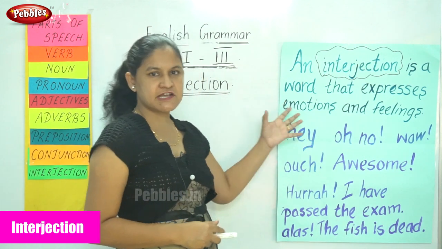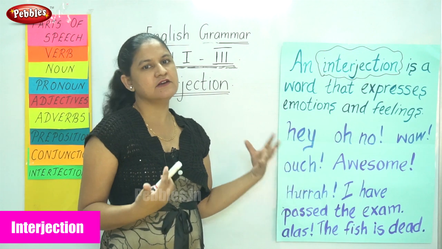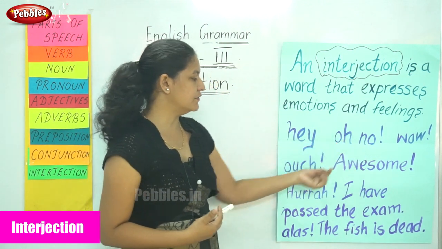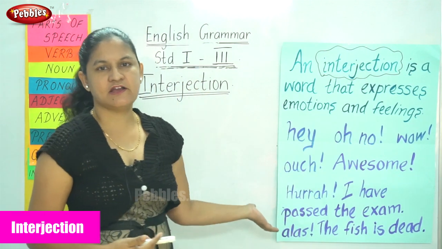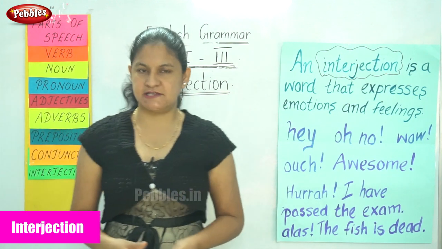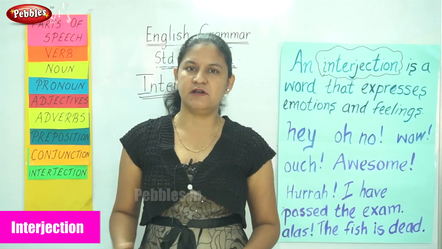So an interjection is a word that expresses emotions and feelings, and they are hey, oh no, wow, ouch, awesome. Example, hurrah, I have passed the exam, or alas, the fish is dead. So these are the words that express emotions or feelings.